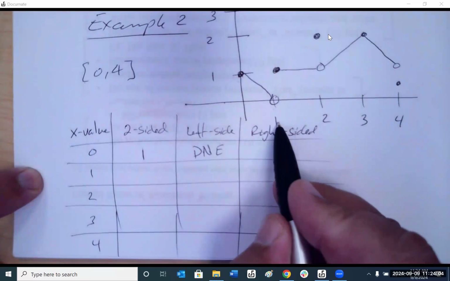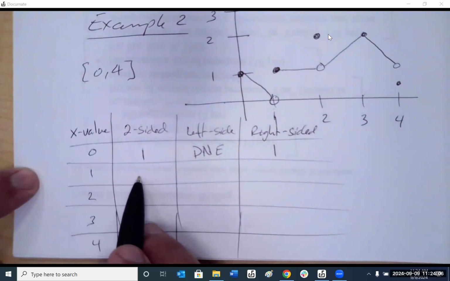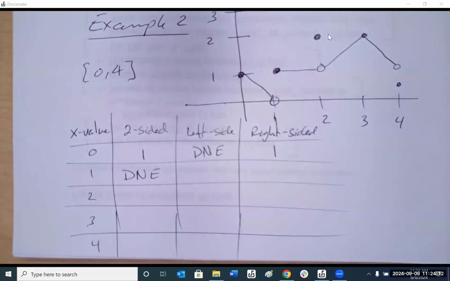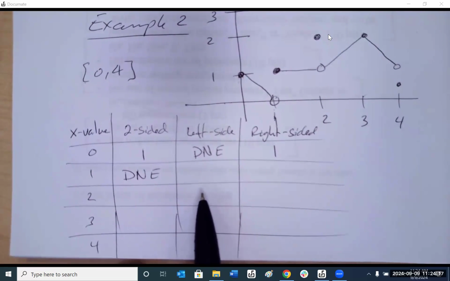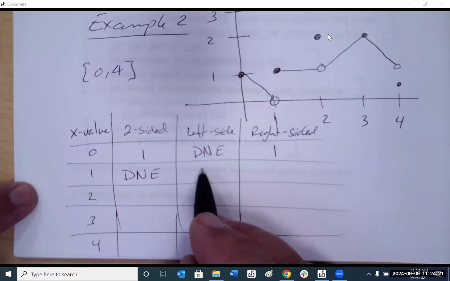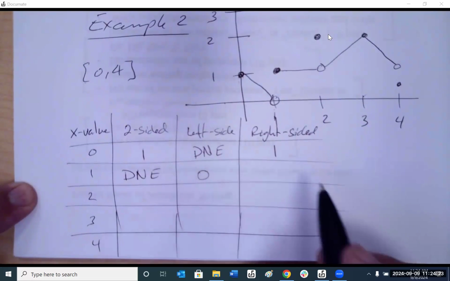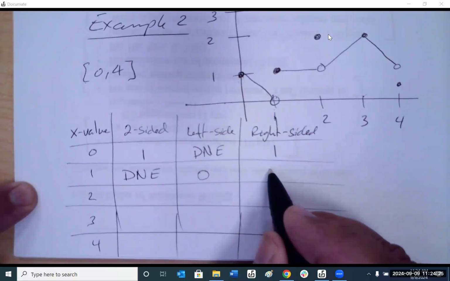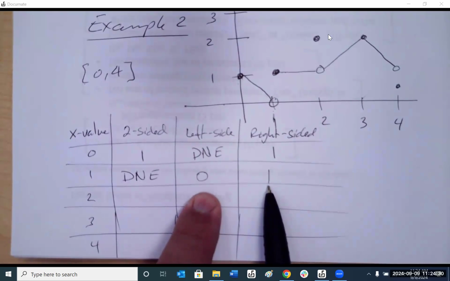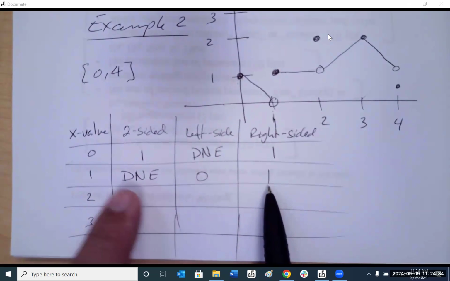Now, how about at 1? Do we have a two-sided limit? Does not exist. Why not? Because there's a jump discontinuity. How about the one-sided left? Where's it going? To 0. How about to the right? To 1. You see, it doesn't exist because both the one-sided limits are going to different values. That's why it doesn't exist.